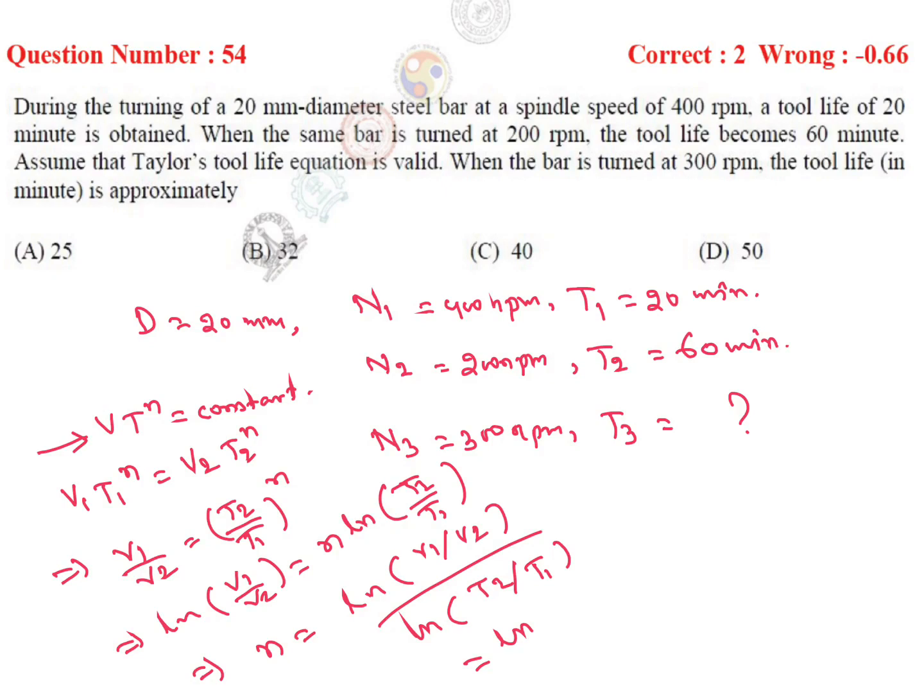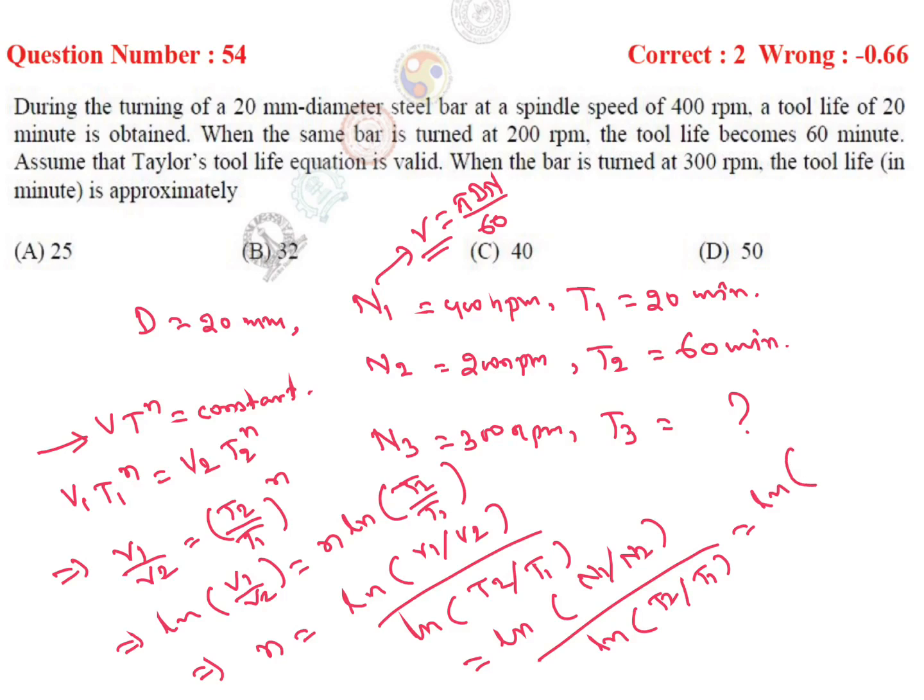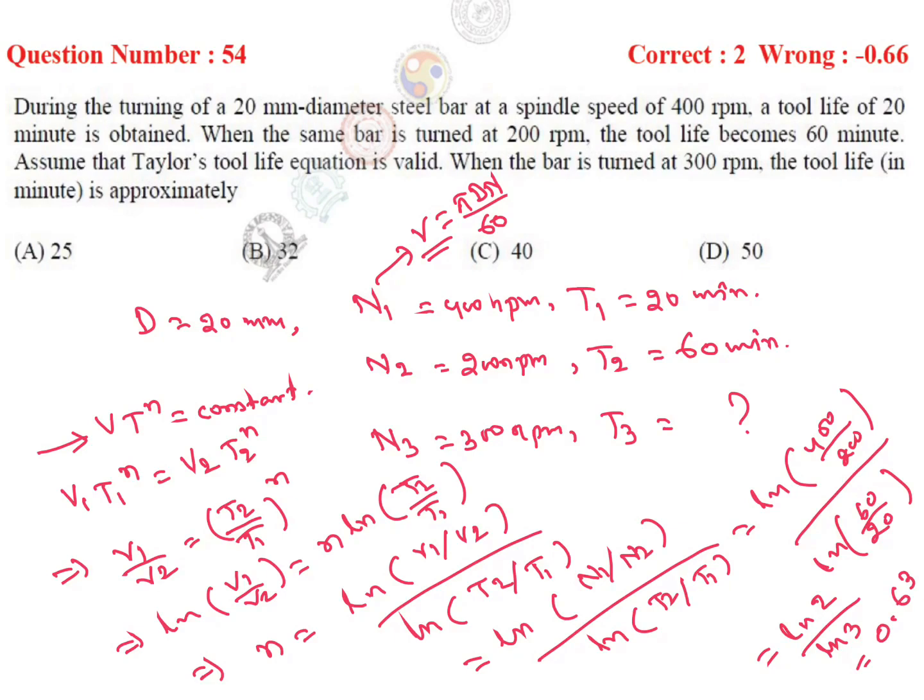V we can calculate as V is pi D N by 60. Pi and D and 60 all are constant, so no need to write these things directly. So we can write n equal to ln (N1 by N2) divided by ln (T2 by T1). N1 is 400 divided by N2 is 200, and T2 by T1 is 60 by 20. So ln 2 divided by ln 3. Finally we will get n equal to 0.63. This is the value of n.